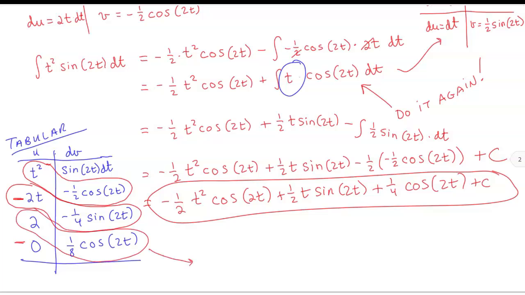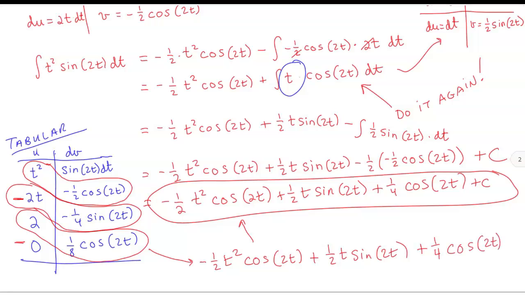So look at this. I'm going to multiply the first two together, so I'll get -1/2 t squared cosine of 2t. Isn't that the first term we got when we did it the long way? And then it's going to be minus 2t times -1/4. So negative times negative is going to be +1/2 t sine of 2t. And then the next one is going to be plus 2 times an eighth, which is a fourth, cosine of 2t. And don't forget your plus c when this is an indefinite integral.